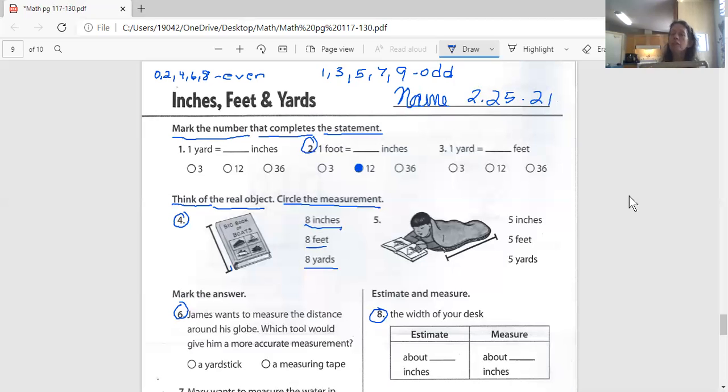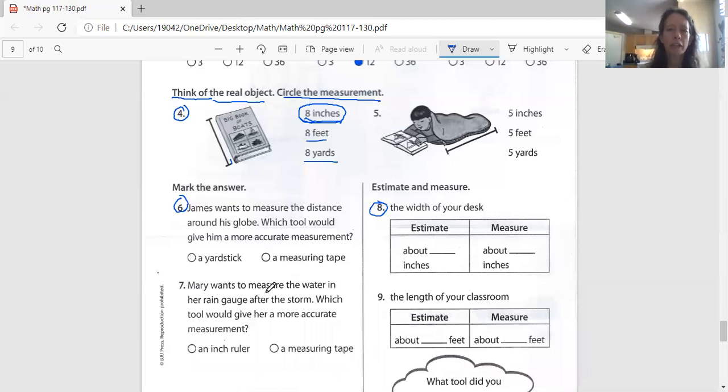8 inches, 8 feet, or 8 yards. If we look on here, that's about the size of a book, isn't it? That's about the size of a book. So I'm going to say 8 inches, and I'll circle that one. Somewhere we may be skipping a yard page, but we'll find it.